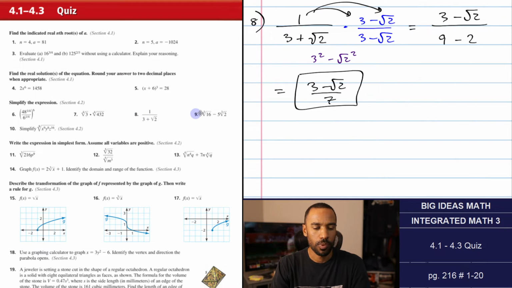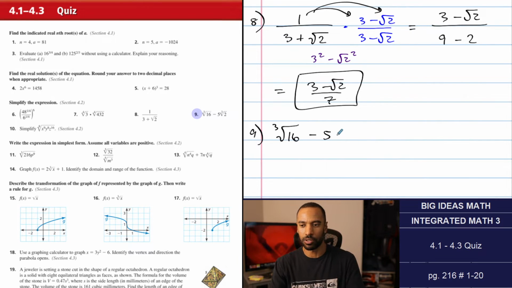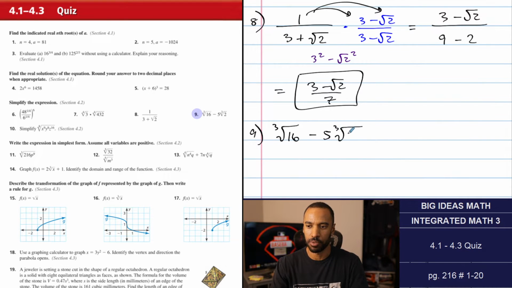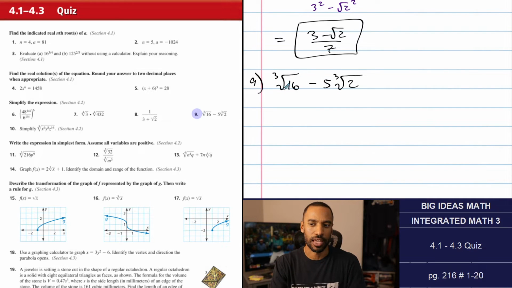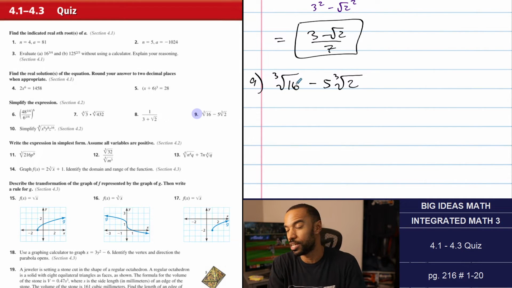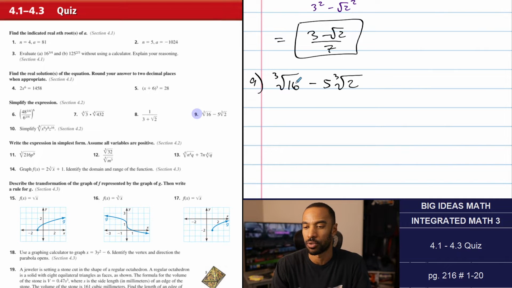On number 19, we have the cube root of 16 minus 5 times the cube root of 2. In this one, your goal is to combine like radicals. I just say like terms in this scenario. They are not alike currently. There's nothing you can combine as it stands, unless I could maybe turn the cube root of 16 into something times the cube root of 2. That's generally the goal.